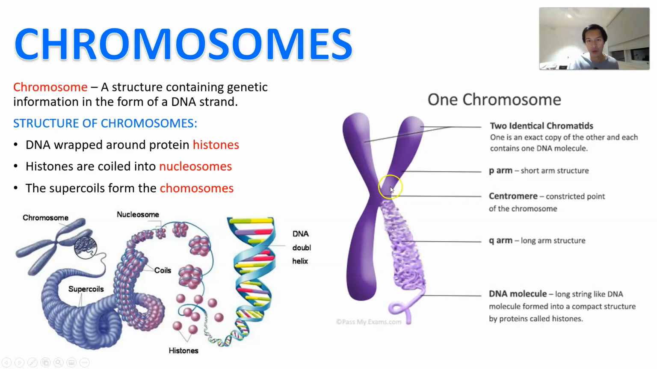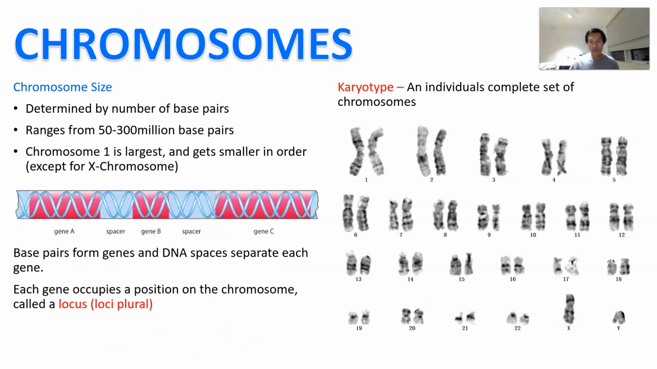The position of certain features on the chromosome can be described relative to whether it is located on the P arm or the Q arm. In terms of size, chromosome size is usually determined by the number of base pairs it has. That's the A, T, G, C combinations that you see in each of the rungs of the DNA ladder. It ranges from about 50 million base pairs in the smallest ones to about 300 million in the largest chromosome. Chromosome 1 is usually the largest, and they get smaller as you go down the chromosome numbers. The only exception is the X and the Y chromosomes, which are a little different in size from the other sets.